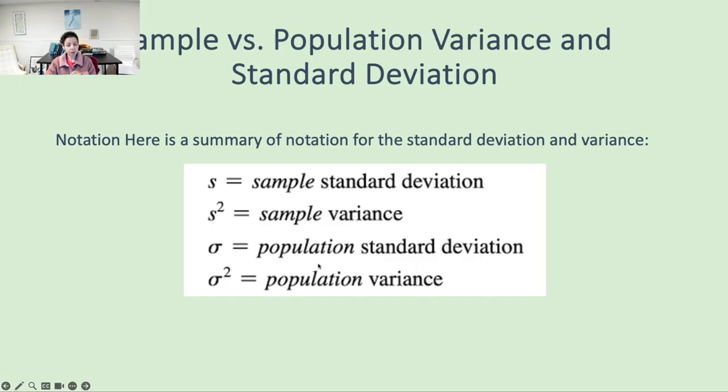Now, in terms of the population, the symbol is different. It's the Greek symbol sigma. The population standard deviation is sigma, and the population variance is sigma squared. So in the rest of these slides, if you see s or s squared, we're looking at the sample standard deviation versus sample variance. And if you see sigma or sigma squared, we're talking about population standard deviation versus population variance.